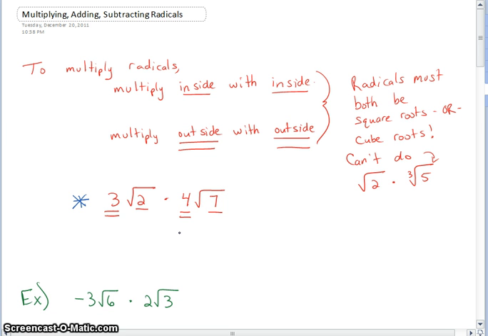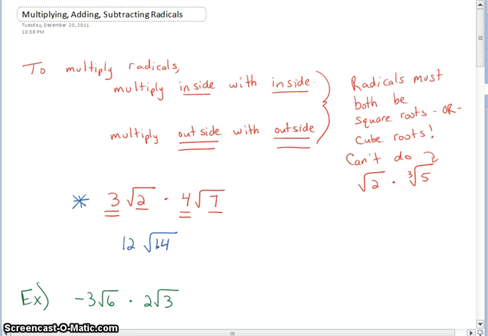So I multiply inside with inside. So the inside number is 14. And outside with outside, so 3 times 4. The outside number is 12. Remember, you always need to check to see if you can simplify it. Just like a fraction, you wouldn't leave 3/6. You would make it 1/2. Same thing with radicals. Gotta simplify.